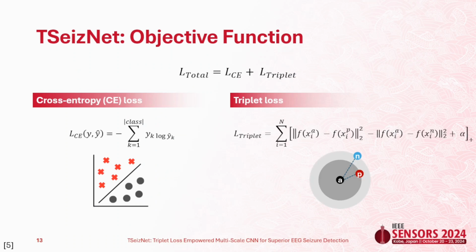For the objective function, TSeizNet has a hybrid loss. The first one is cross entropy loss, which is a typical or standard loss function to optimize classification models. And the second loss is triplet loss to deal with the imbalance problem. Triplet loss ensures equal contribution from the minor class, which is the seizure class. It learns distance features from embeddings of triplets of samples: anchor, positive, and negative. It pulls together the embeddings of the same class and pushes away embeddings from different classes.